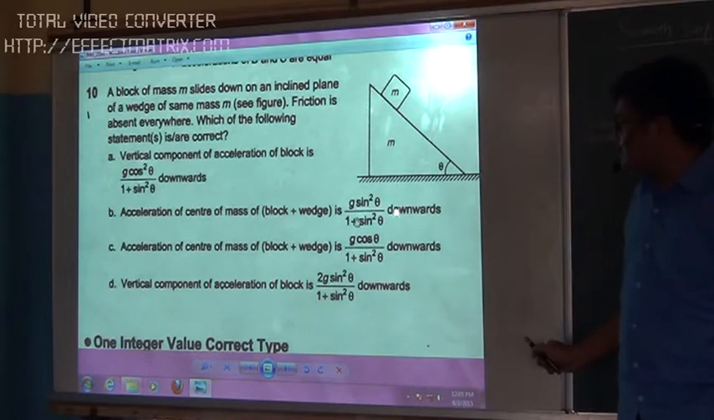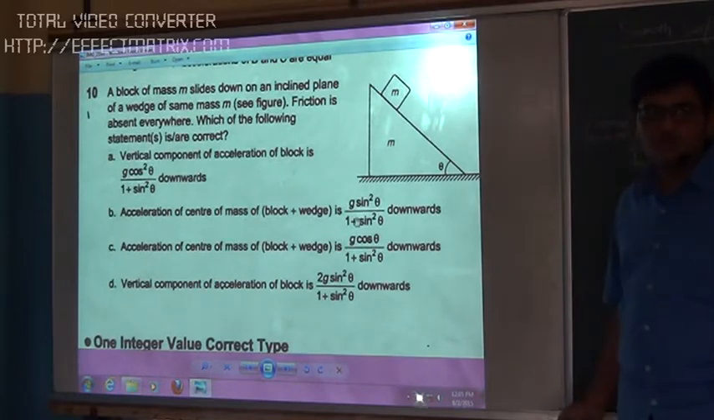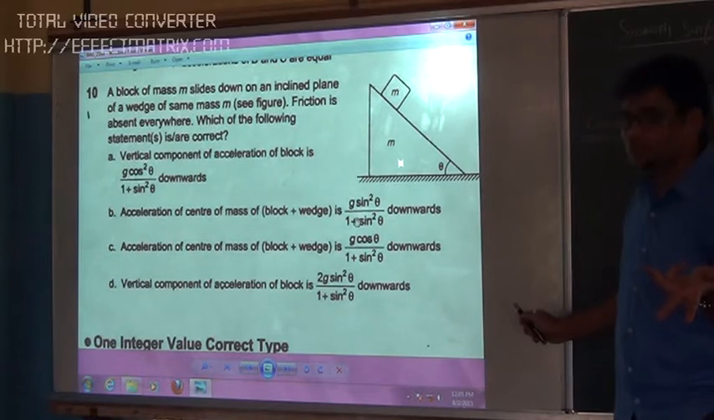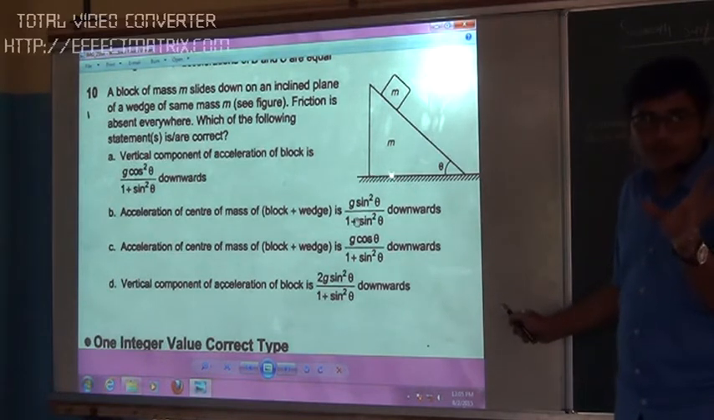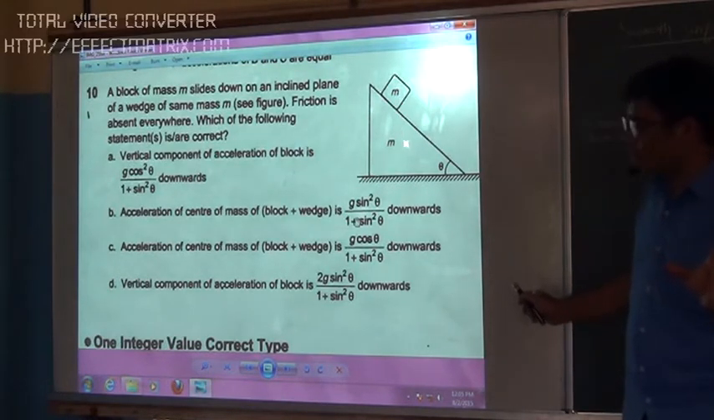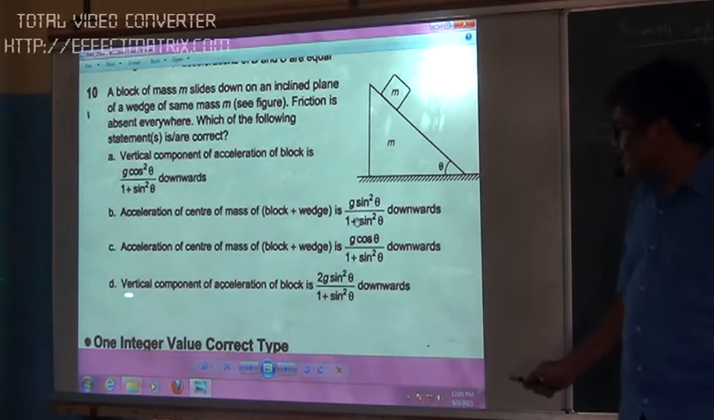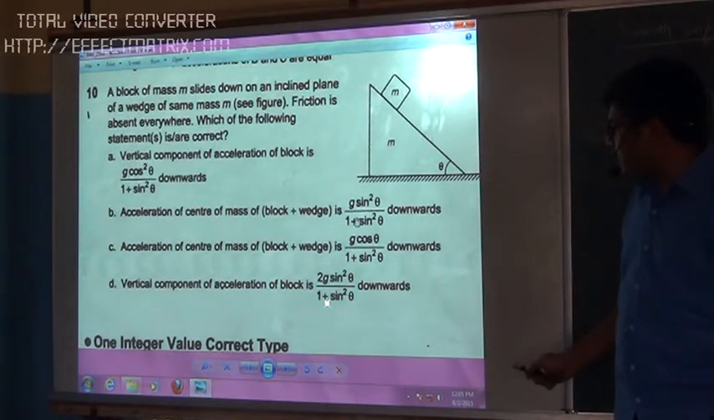Is it clear? Next, the acceleration of center of mass of the block and wedge system is g cos theta upon 1 plus sin square theta downward. All these are asking acceleration of center of mass of this block and wedge system in which plane? Ground plane. Center of mass of which system? Block and wedge, they are considered as a system. So the contact force between block and wedge will become an internal force or external force? Internal forces.